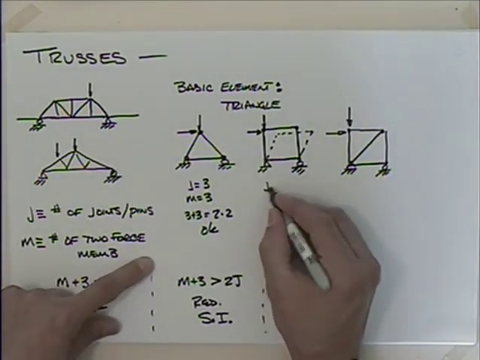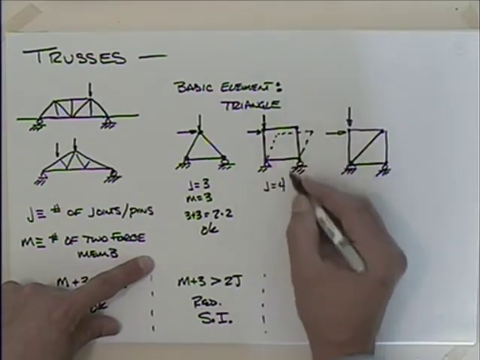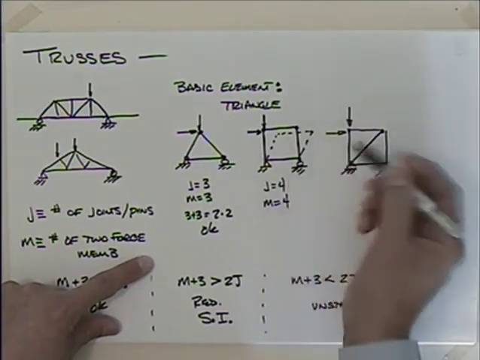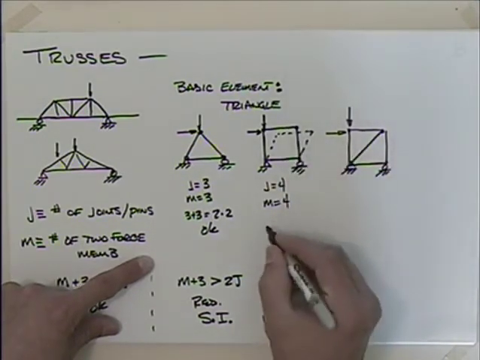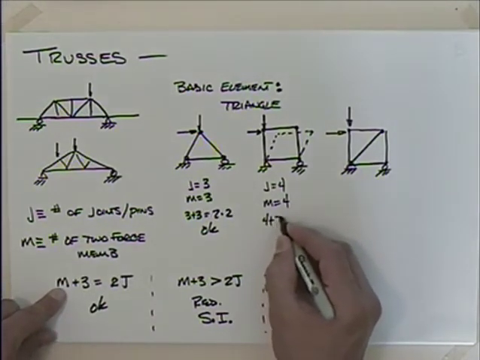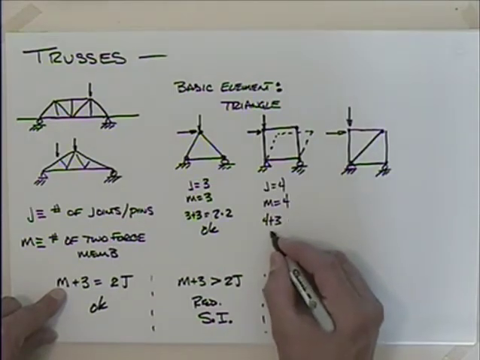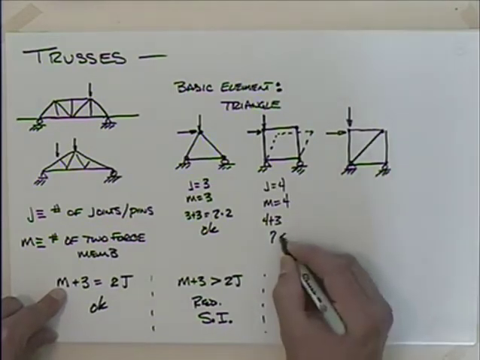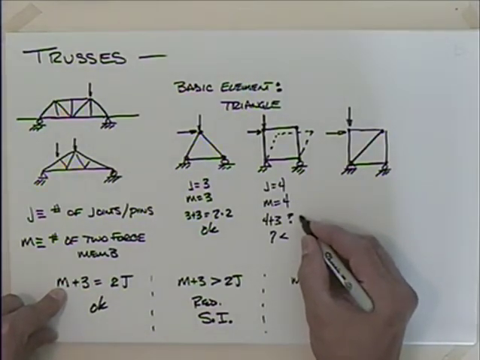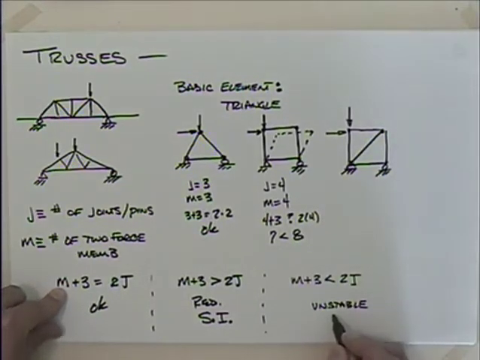This one here, I have j is equal to 4. The number of members then is equal to 4, because I have 1, 2, 3, 4 joints and 1, 2, 3, 4 members. So then if I look at this equation, 4 plus 3, and how it's related to 2 times 4, so I have 7, which is less than, what do we have on this right-hand side? 2 times 4. So we have this, it's unstable.